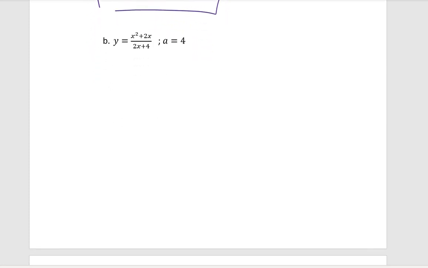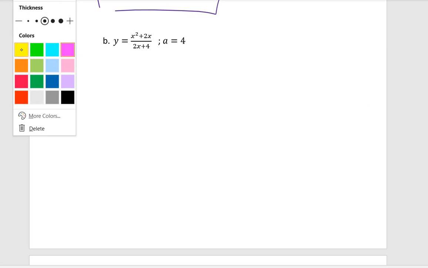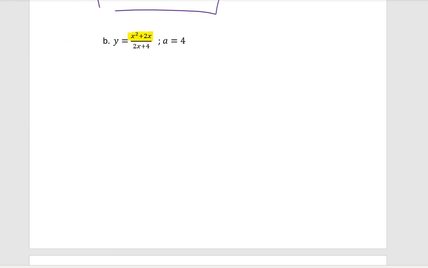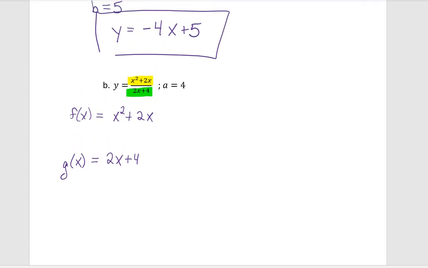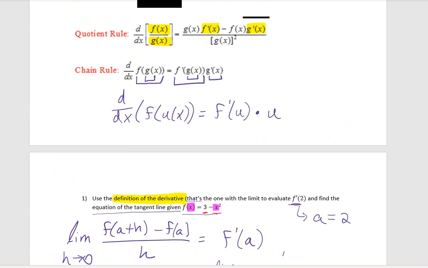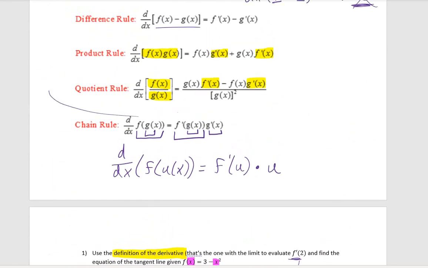Now on the next one, what I see here is that I have a top part, and I also have a bottom part. So what I'm going to do is say, hey, my top part, that's going to be my f function, x squared plus 2x. And then this bottom part is going to be my g function, 2x plus 4. Now, if I look back at how do I find the derivative when I'm dividing, that's going to be this guy right here.